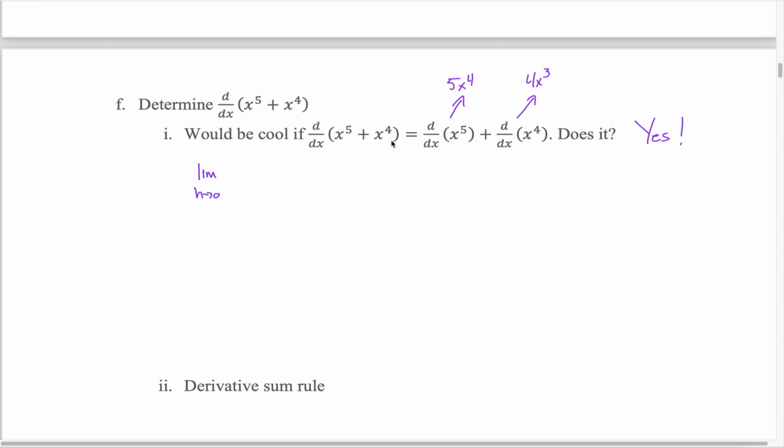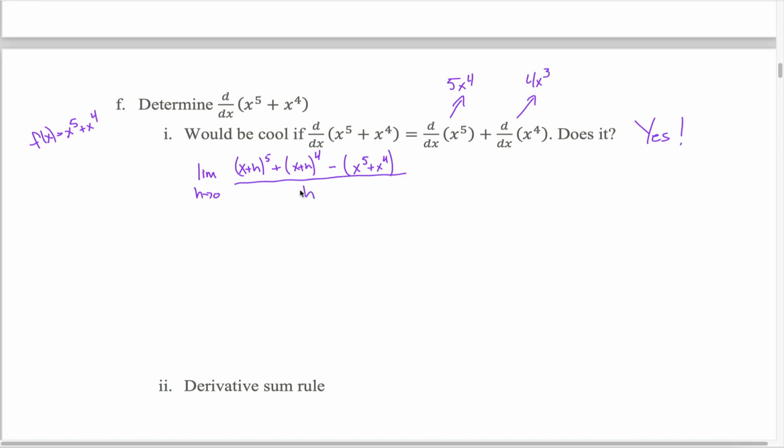I mean, imagine if you were taking the derivative of this function. If we call this thing f of x, so f of x is x to the 5th plus x to the 4th, then using the difference quotient, we need to know f of x plus h, which would be x plus h to the 5th plus x plus h to the 4th. And then from that, we'd have to subtract f of x, which is this x to the 5th plus x to the 4th thing, and then we divide that entire mess by h.